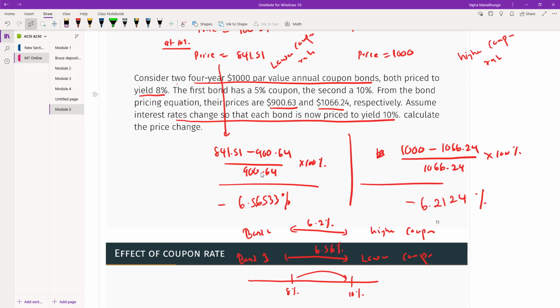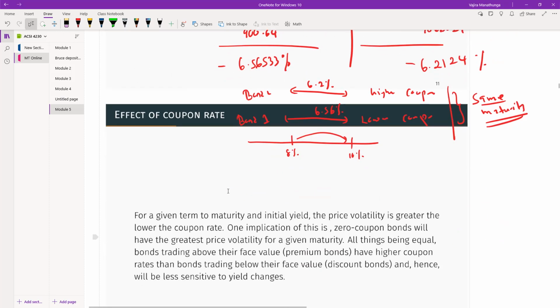Okay. So even though bonds have the same maturity, here again I have to mention that both have the same maturity, when the yield rate changes from 8 to 10%, the price change is different. Why? Because you have two different types of coupon, and the lower coupon has a higher price change compared to the higher coupon rate bond. So for given term to maturity and initial yield, the price volatility is greater the lower the coupon rate. That's what we observe here. Lower the coupon rate, higher the price change.